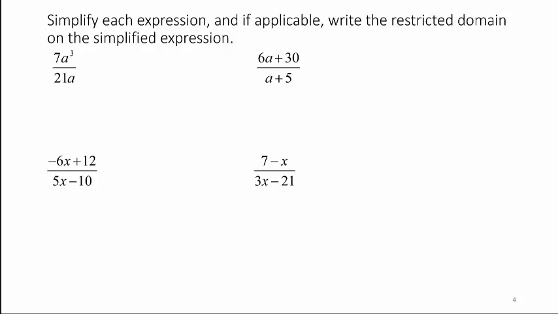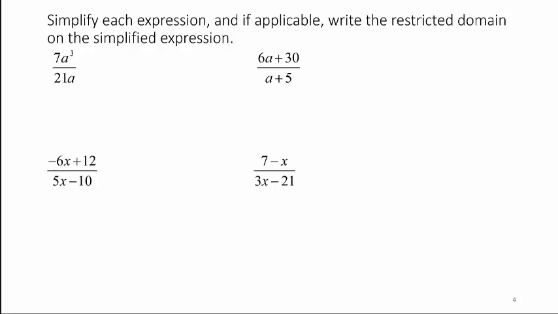In this clip, we're going to simplify each rational expression and, if applicable, write the restricted domain on the simplified expression. All right, so we're continuing this idea of canceling out factors of 1, but in order to do that, we need to make sure everything is fully factored. In this first example, there's no factoring to be done. We have 7a cubed over 21a, right?